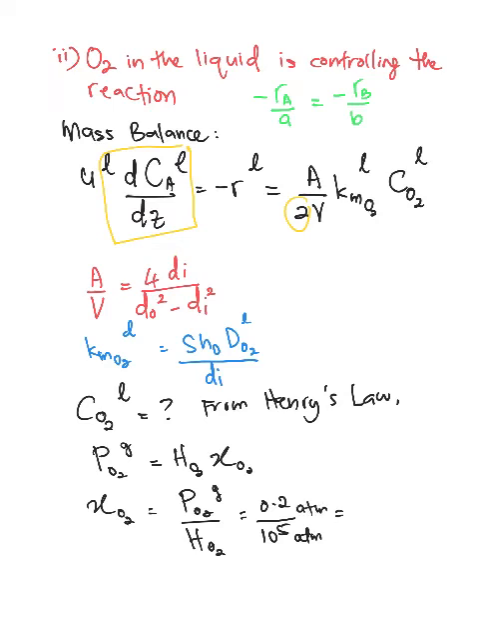Then you will get fraction as 2 times 10 negative 6 mol per mol. Mol O2 per mol solution. That's why dia tak ada unit because it is fraction. Then, okay, next page.